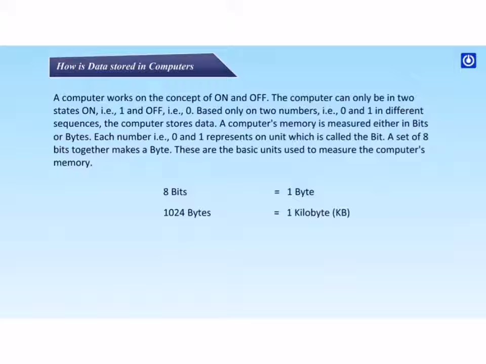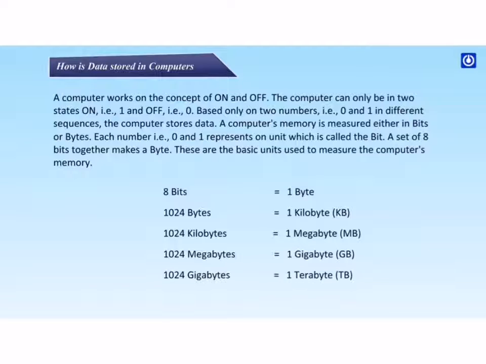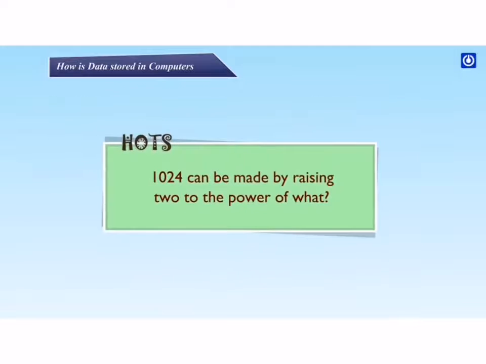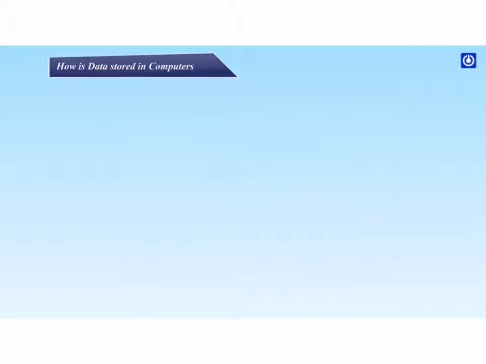1024 bytes is equal to 1 kilobyte, KB. 1024 kilobytes is equal to 1 megabyte, MB. 1024 megabytes is equal to 1 gigabyte, GB. 1024 gigabytes is equal to 1 terabyte. HOTS. 1024 can be made by raising 2 to the power of what?